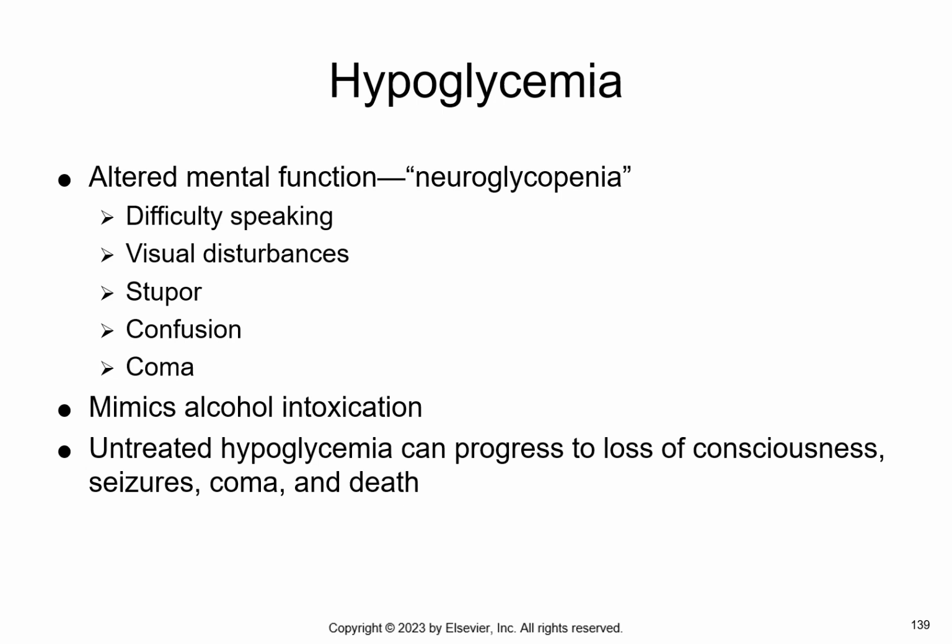Because the brain needs a constant supply of glucose in sufficient quantities to function properly, hypoglycemia can affect mental functioning. These neuroglycopenia manifestations are difficulty speaking, visual changes, stupor, confusion, and coma. Manifestations of hypoglycemia can mimic alcohol intoxication. Untreated hypoglycemia can progress to loss of consciousness, seizure, coma, and death.